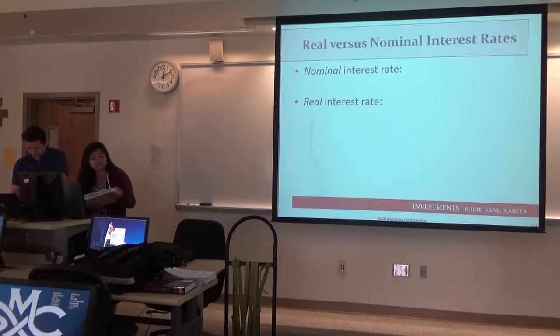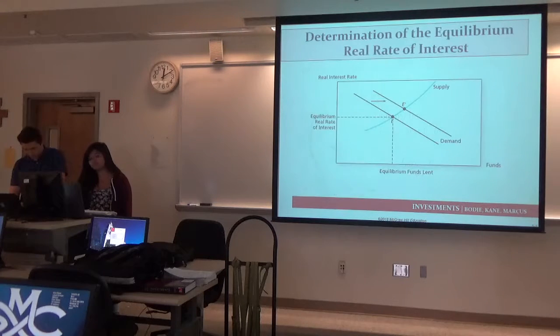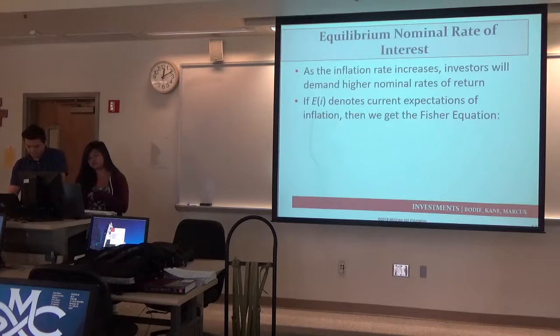So for nominal interest rates, that's basically taking inflation rates into account before calculating the actual interest rate. For the real interest rate, to calculate it you do the nominal interest rate minus the inflation rate over 1 plus the inflation rate. This is an example of what a demand curve would look like for the equilibrium real rate of interest. If the equilibrium is right there and something causes the demand curve to shift up, then it would also increase on the supply curve.